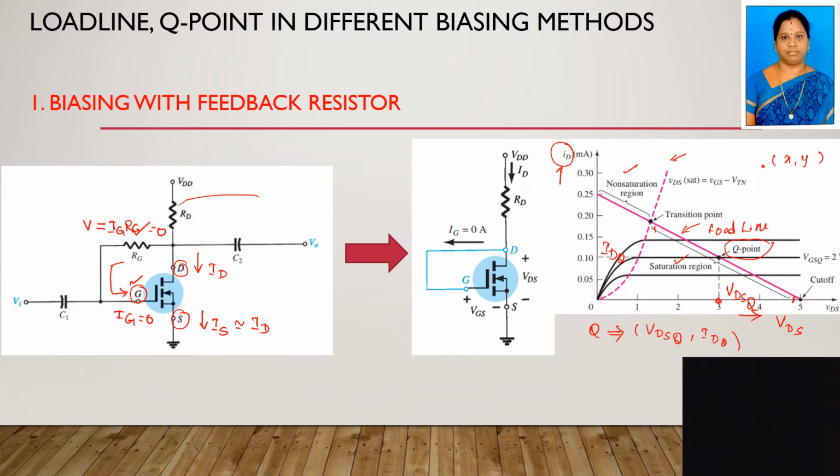What is meant by the Q point? Whenever we apply the DC voltage to make the transistor operate in the saturation region, the VDS as well as the ID current will be established in the circuit. That current and voltage are called the Q point values. Q means quiescent point. It is also called the idle point, or the bias point.